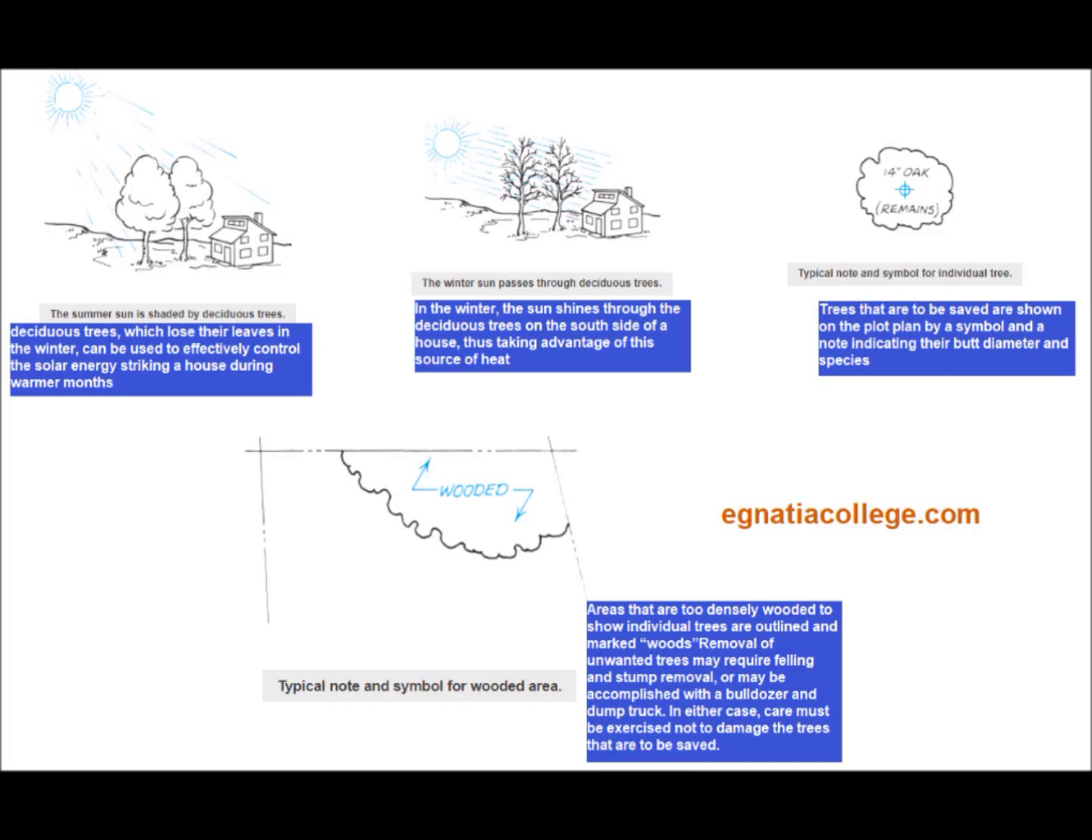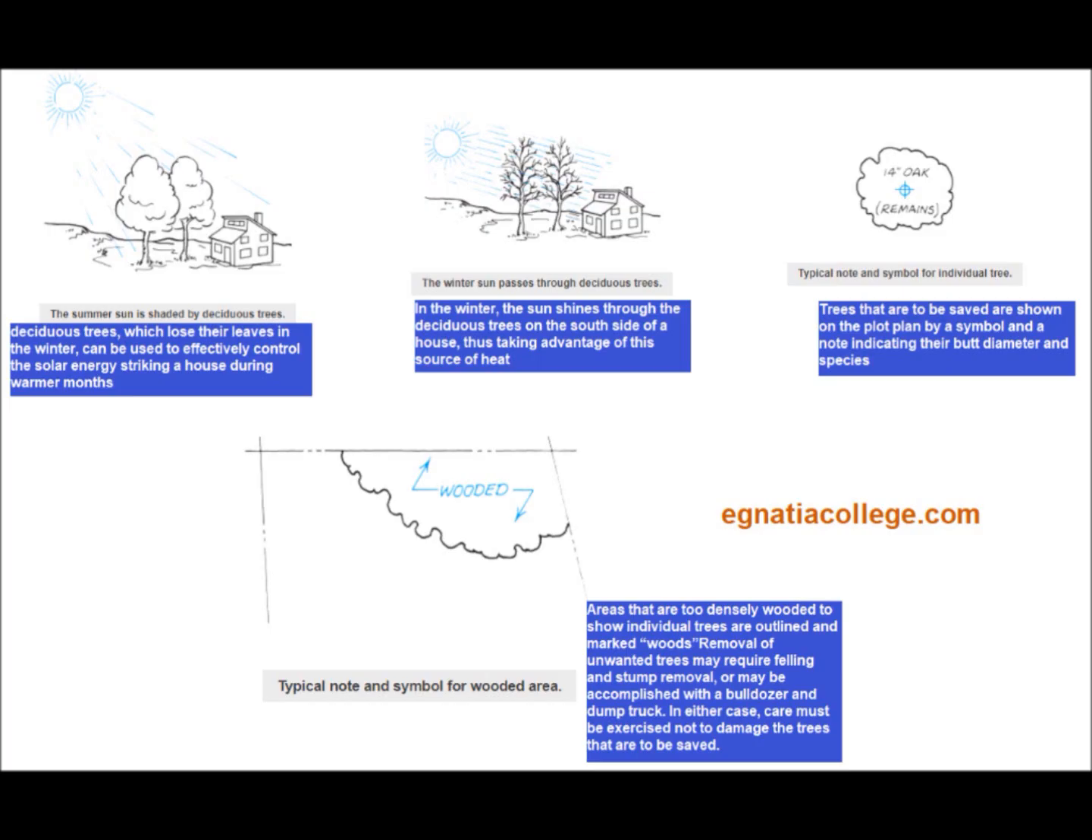The lake house in your drawing package offers a good example of the importance of the selection of trees to remain on a site. This house gets a large part of its heat from its passive solar features, which are described more fully later. Trees that are to be saved are shown on the plot plan by a symbol and a note indicating their diameter and species. Areas that are too densely wooded to show individual trees are outlined and marked woods. Removal of unwanted trees may require felling and stump removal, or may be accomplished with a bulldozer and dump truck. In either case, care must be exercised not to damage the trees that are to be saved.